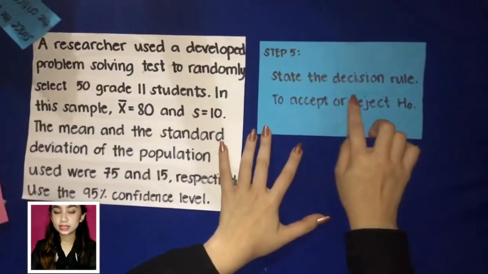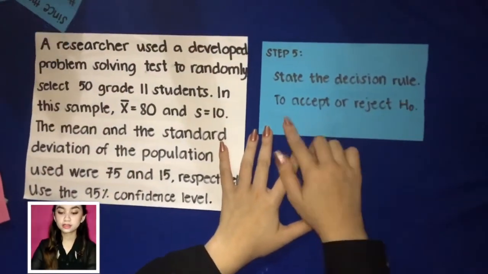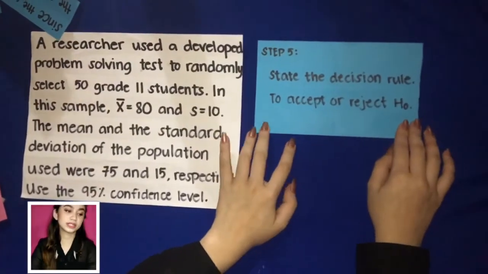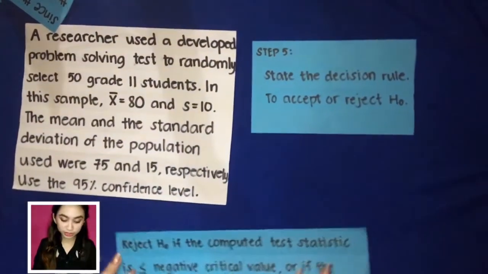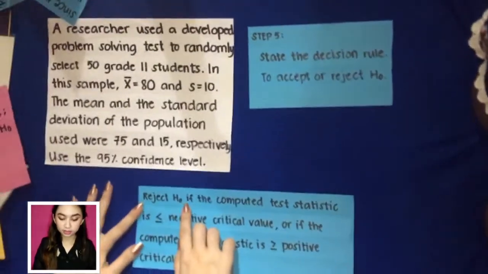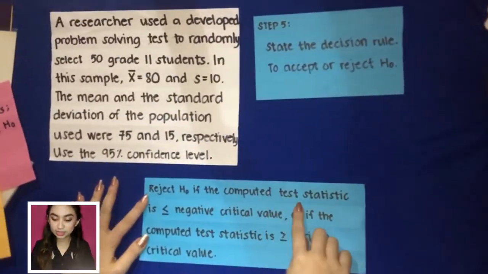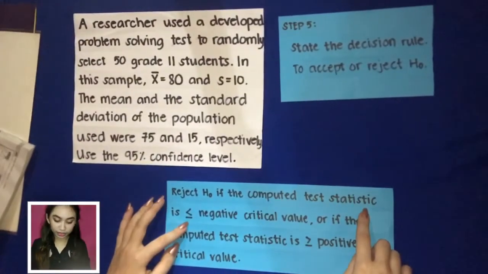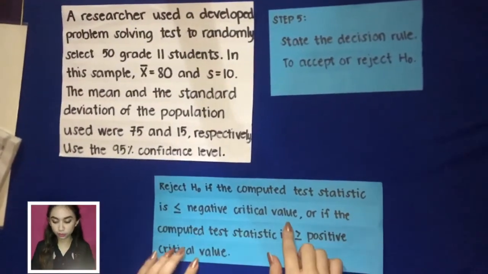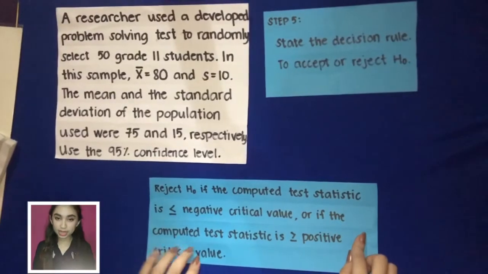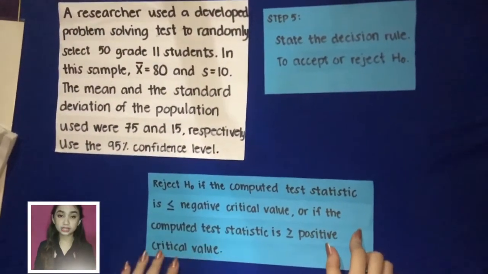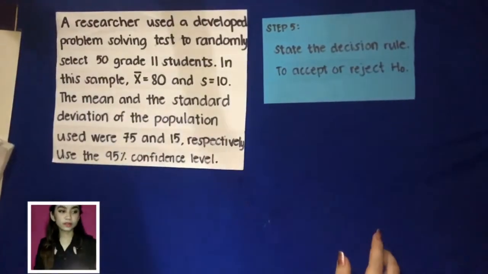Step 5 is to state the decision rule. This is to decide whether to accept or to reject the null hypothesis. So we reject the null hypothesis if the computed test statistic is less than or equal to the negative critical value, or if the computed test statistic is greater than or equal to the positive critical value.